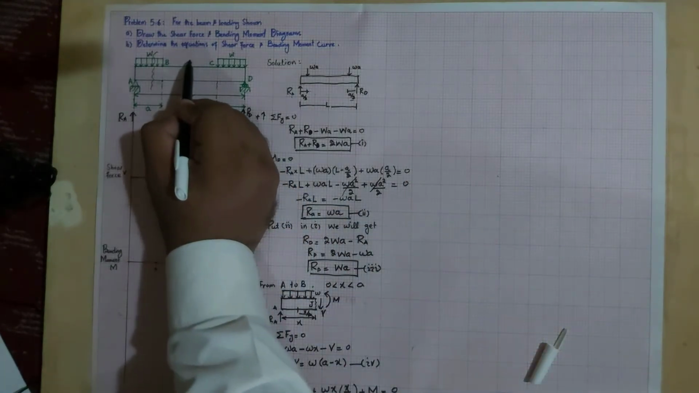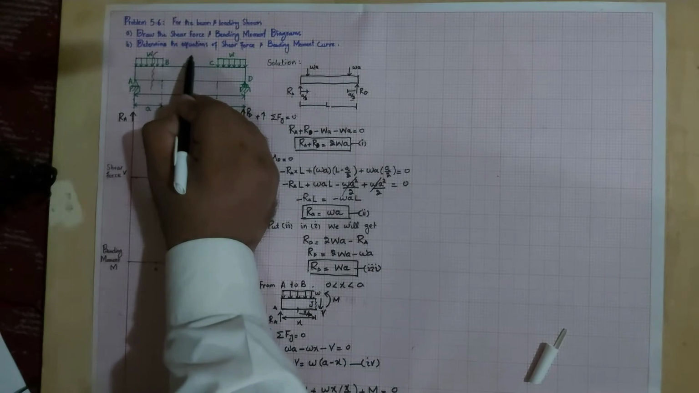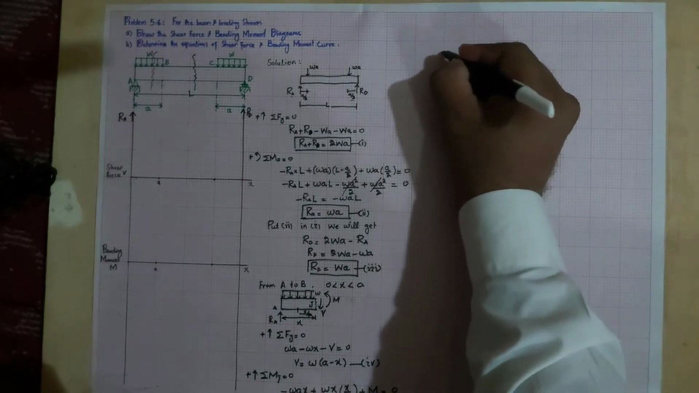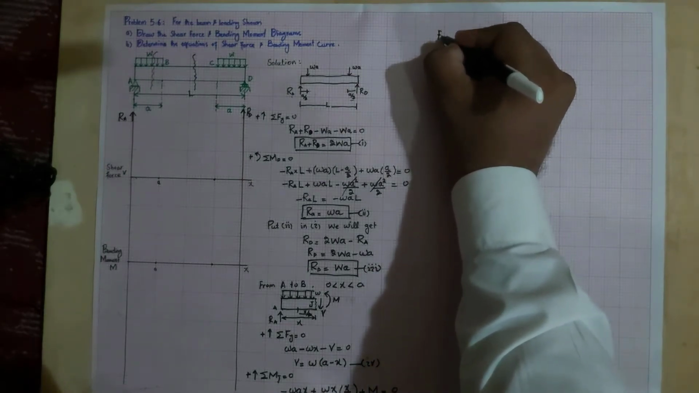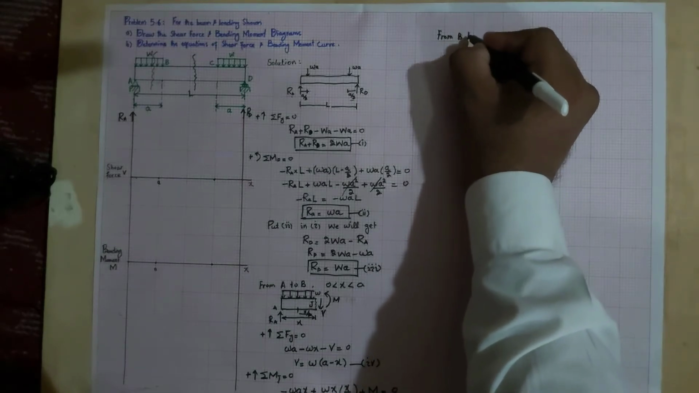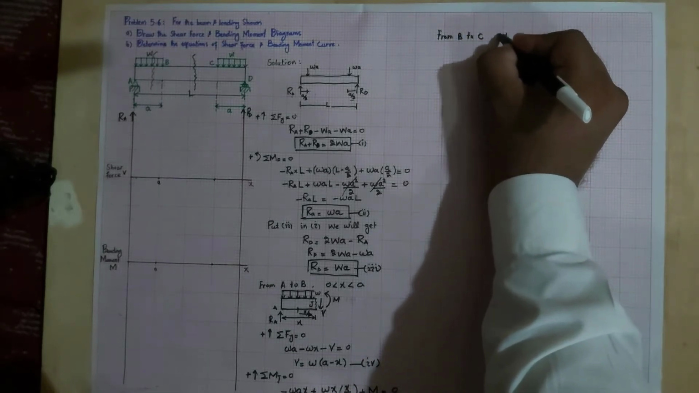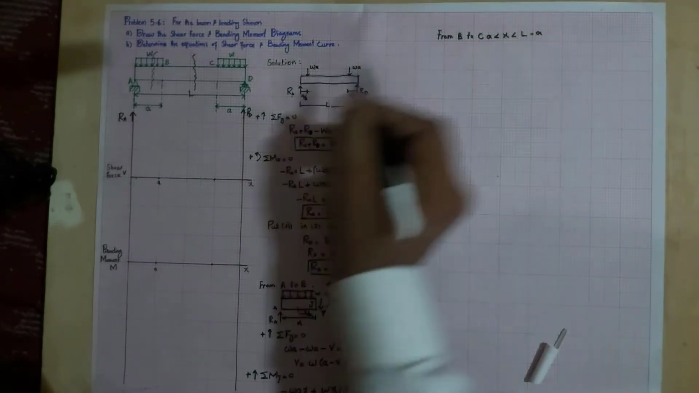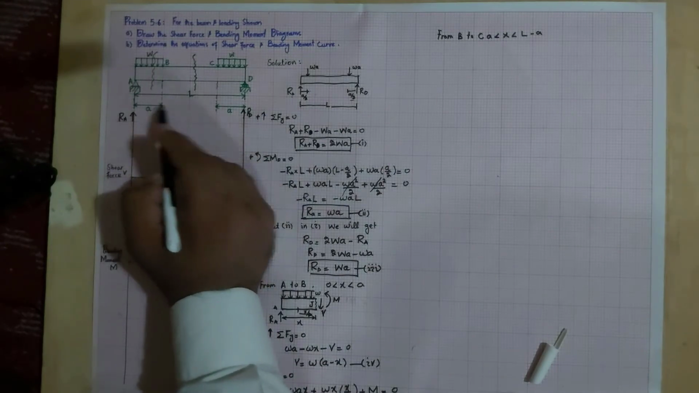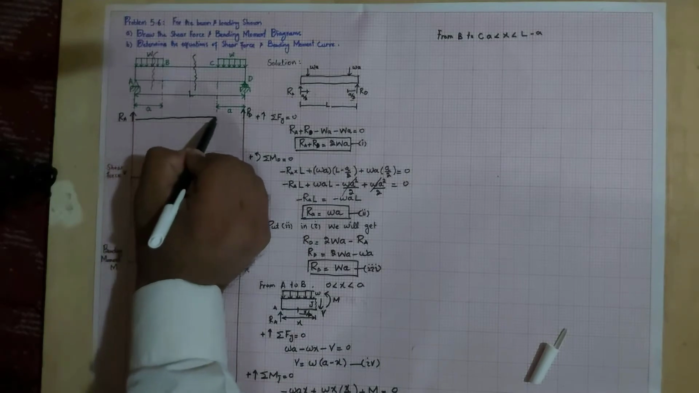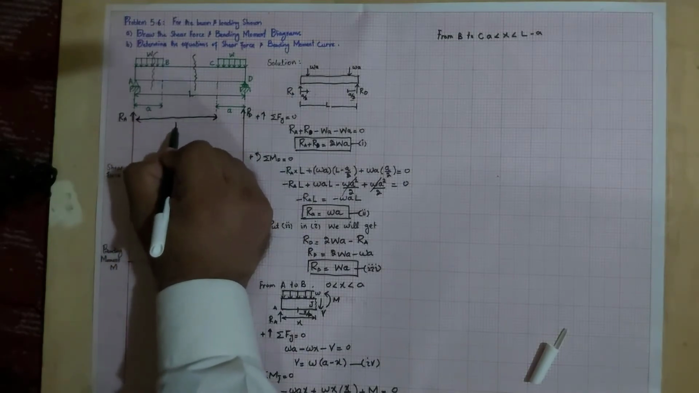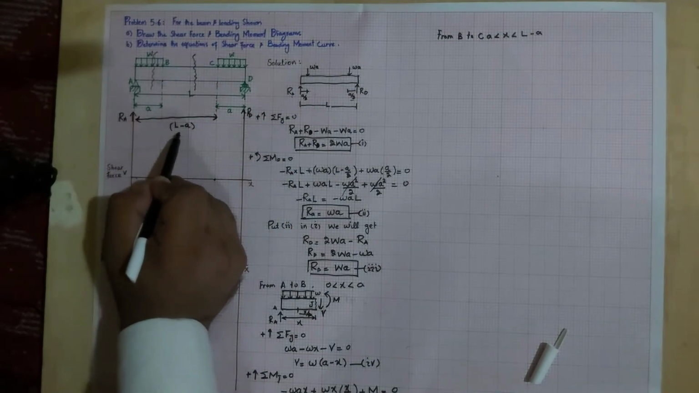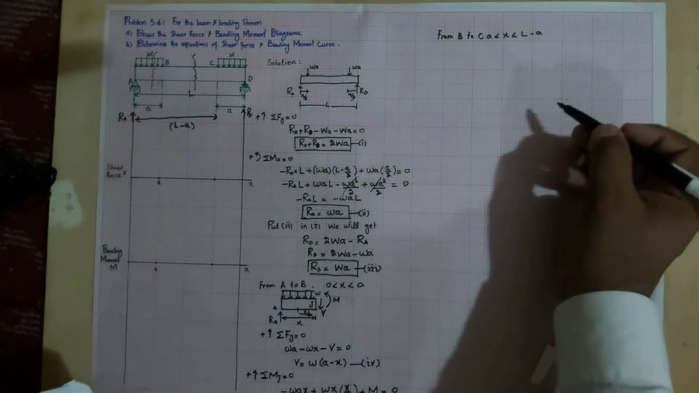Again, we will take the section at this point from B to C, anywhere from B to C. So from B to C means X is greater than A and less than L minus A. So X is greater than A and X is less than the distance from this point to this point. This distance is L minus A, because total is L, and if you subtract this A from this L, this will be L minus A. So let's start.